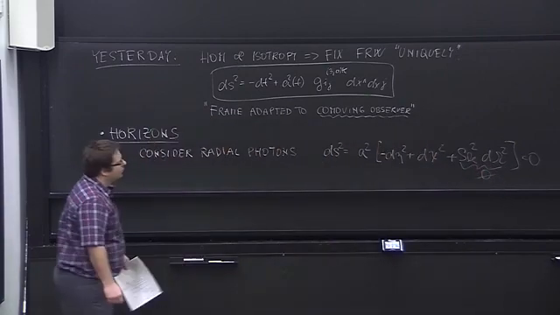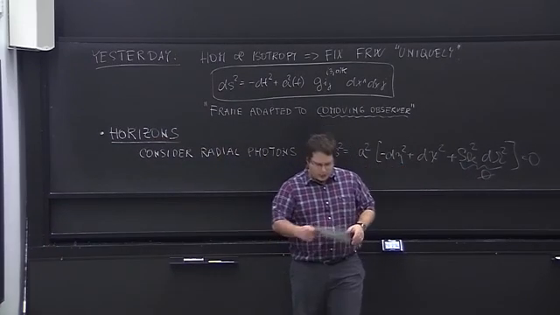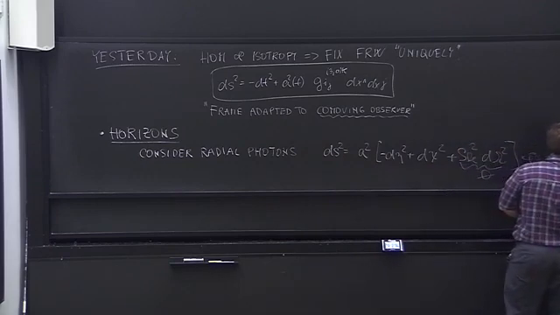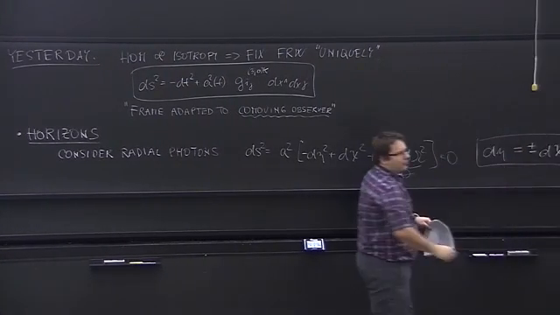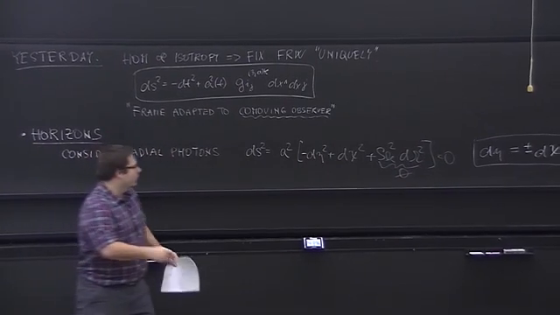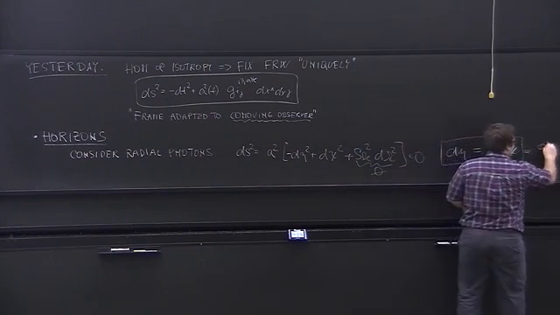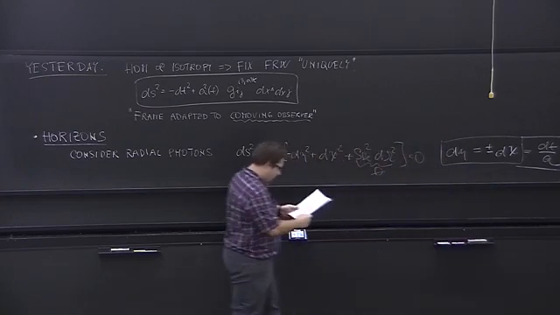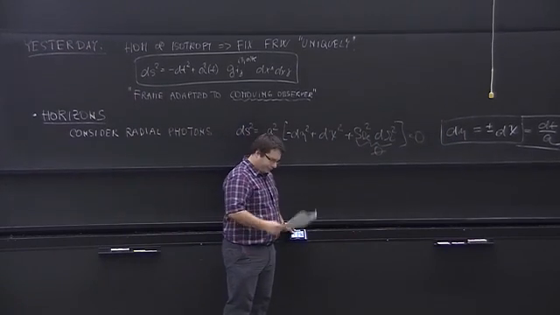So we immediately conclude that d eta squared must be equal to plus or minus d chi squared. So d eta equals plus or minus d chi, of course plus or minus depending on whether the photon is coming towards you or drifting away from you. And let me just remind you how this conformal time is related to normal time. It's just dt over a. So this is what radial photons will do.